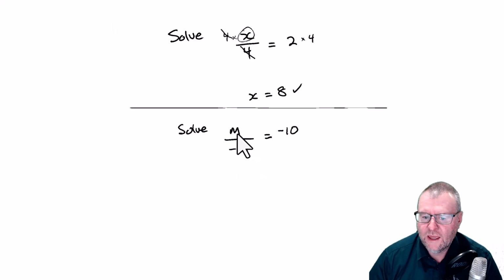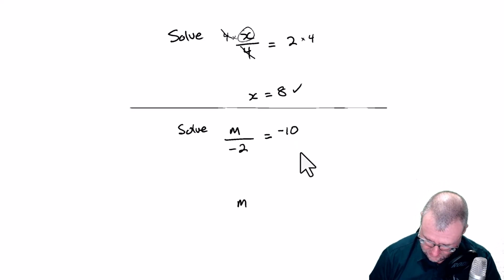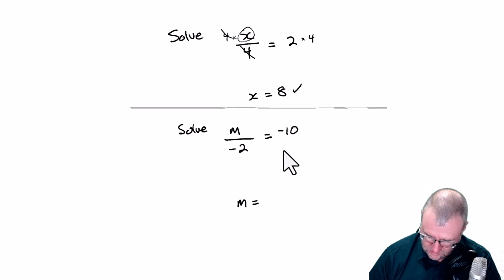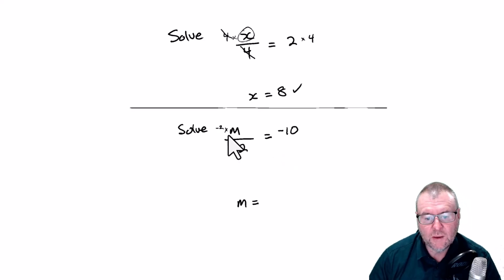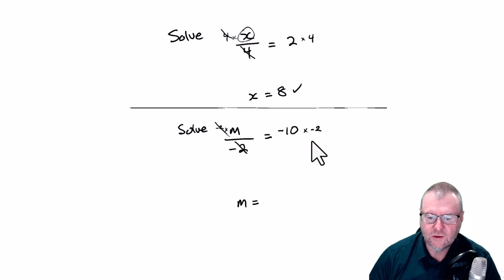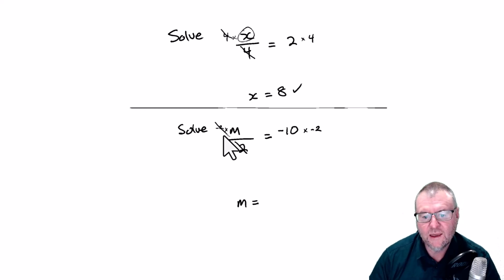All right, let's solve m over negative 2 equals negative 10. Remember, my goal is to get a value for m on its own. So I've got a divide by negative 2. The opposite of dividing by negative 2 is times by negative 2. But remember, what I do on one side, I have to do on the other. They cancel out because I've got the negative 2 on the top and bottom, which is perfect. That leaves me just with my m here.